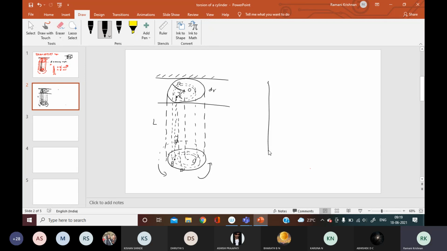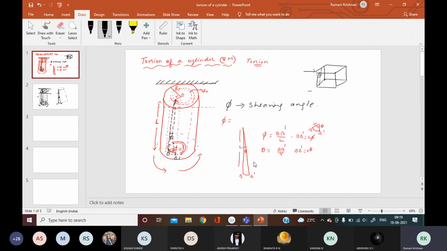If I show you like this, all the layers of the cylinder are rotated through this angle phi. They are all moving away. Part of the cylinder gets tilted like this, so all the layers also got sheared. The point B shifts to B dash.